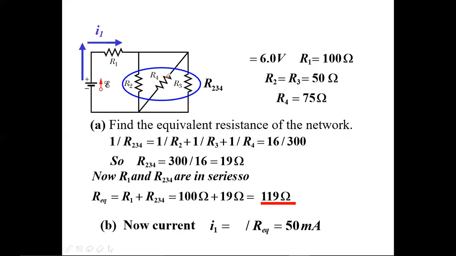Based on looking at the circuit, I can redraw the circuit like this, right? I'm going to draw only the resistances. This is R1, this is R2, this is R3, and this one is R4.